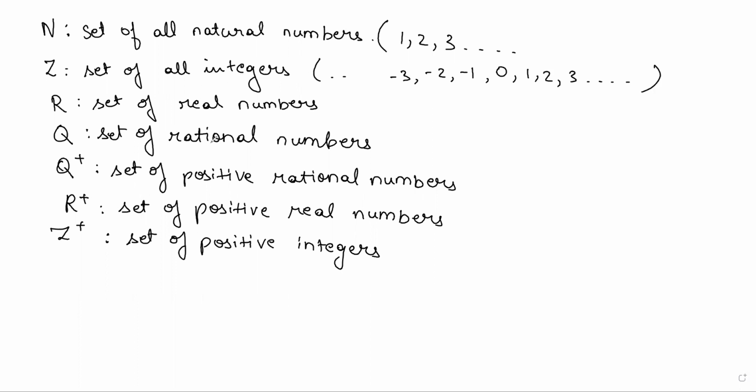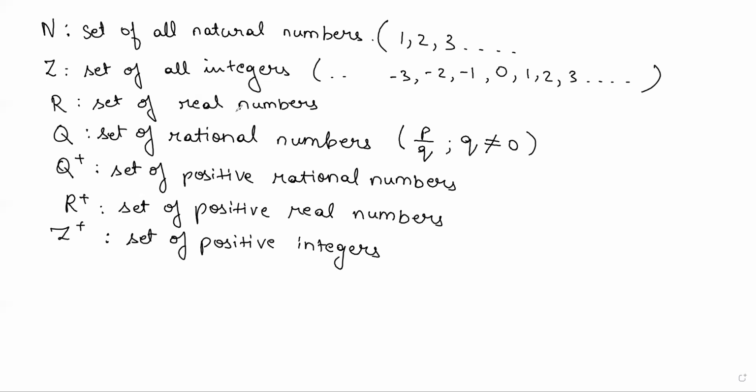Set of rational numbers. Q stands for the set of rational numbers. Now, rational numbers are those numbers which can be represented in p upon q form, such that your denominator is never equal to 0. Else, you'll get an undefined answer.